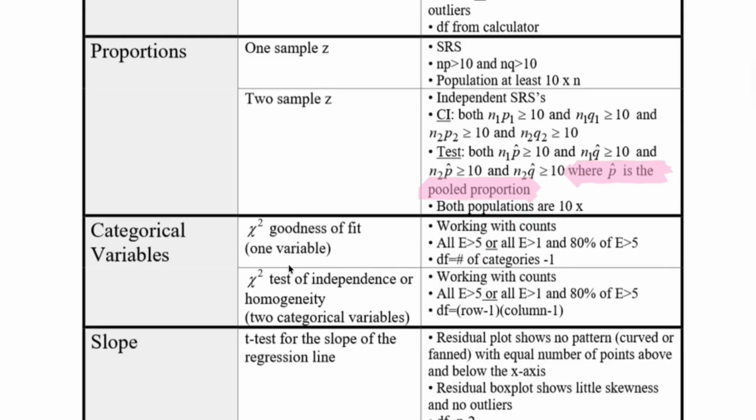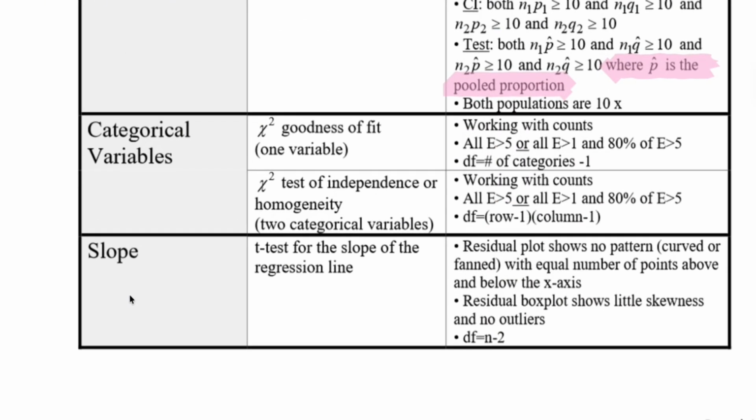Categorical variables, we only have chi-square. So chi-square goodness of fit and chi-square test of independence or homogeneity. For goodness of fit, one variable, working with counts, all expected values should be greater than 5, or all expected values greater than 1, and 80% of E is greater than 5. Degrees of freedom equal to number of categories minus 1. For test of independence or homogeneity, we have two categorical variables. We're working with counts. All E should be greater than 5, or all E greater than 1, and 80% of E greater than 5. Degrees of freedom is row minus 1 times column minus 1.